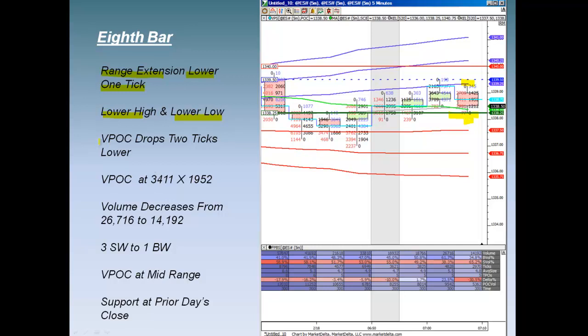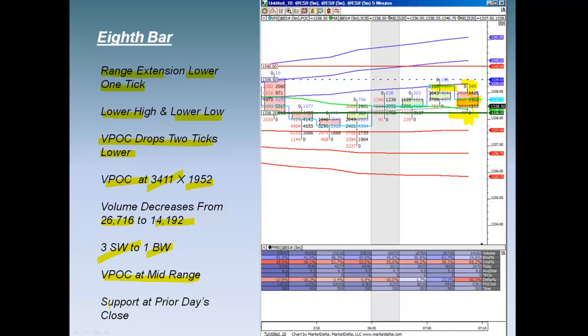My volume point of control drops 2 ticks lower. Take a look at this. It used to be here, now it's down here. The volume point of control, I get 3,411 at the bid to 1952 at the ask. And the volume decreases from 26 to 14,000. 3 seller wins to 1 buyer win. Volume point of control at the mid-range of this new bar, right here at the mid.